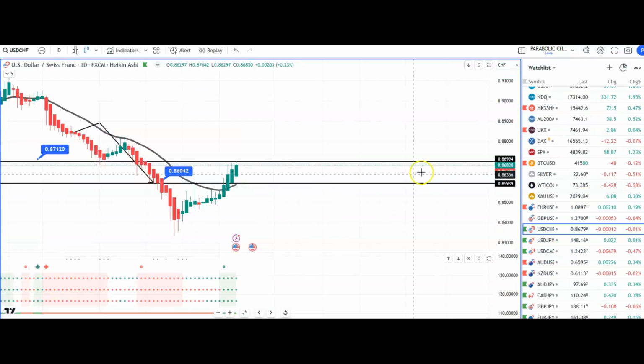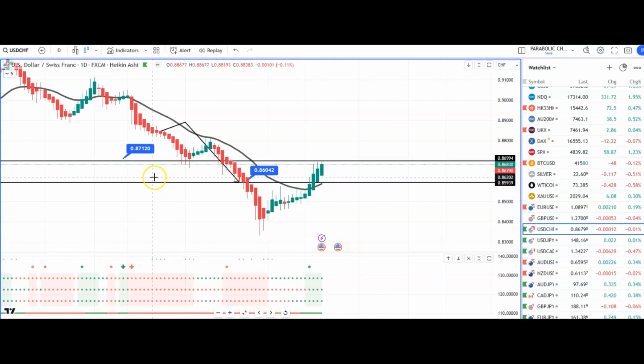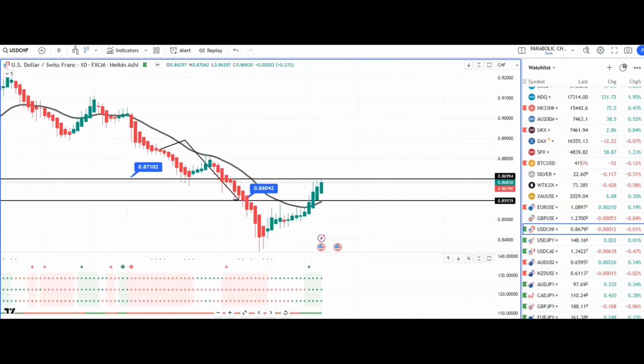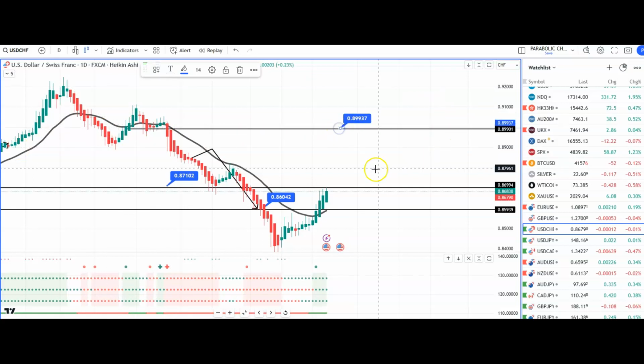US Swiss is parabolic to the upside. There is a little bit of resistance here from previous, so we just need to keep an eye on that. If it breaks, then we do expect this to go high if the DXY is going to continue higher. We have targets here, which is 89.93, and that's this week's target.